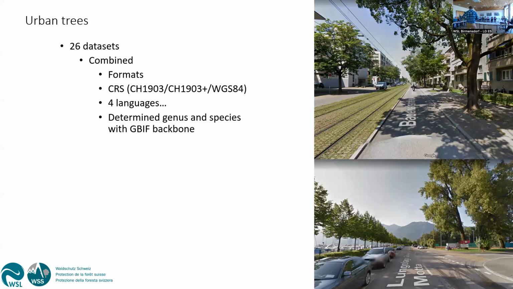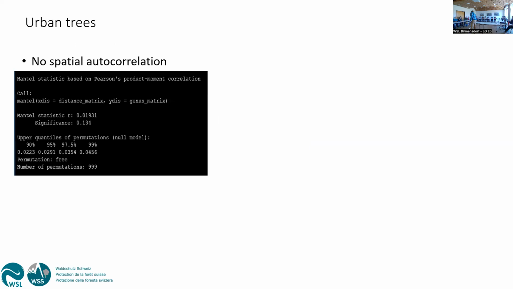But in the end, I got one database together and I determined the genus and species of these given trees, because there were also quite some typos and some language differences. And I could clean that up quite nicely with the GBIF backbone, with the fuzzy search. And that gives us a total of just shy of 500,000 trees, with 131 genera and more than 1,500 species. So I was thrilled about that, but then we started looking into our data, right?